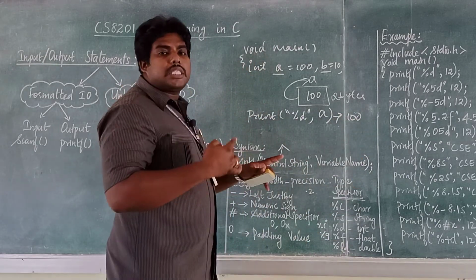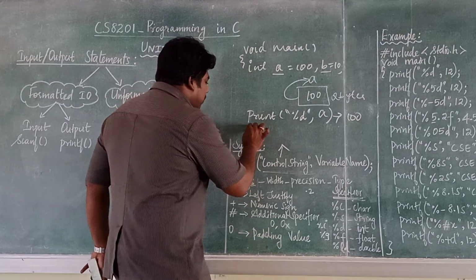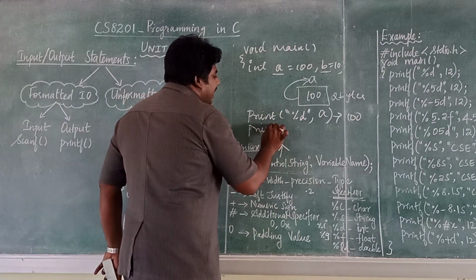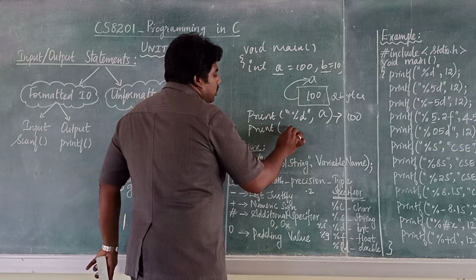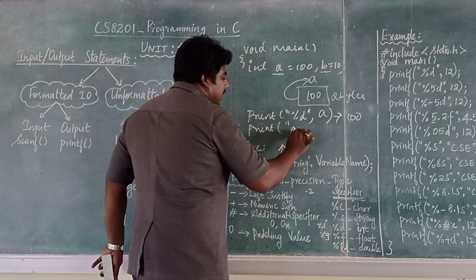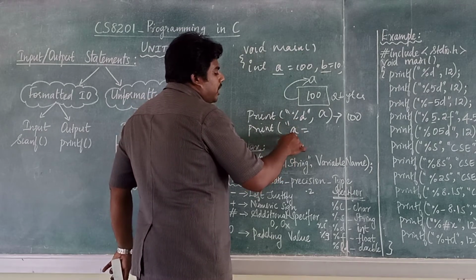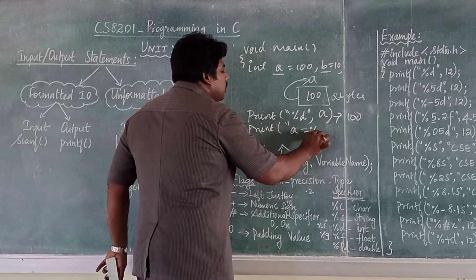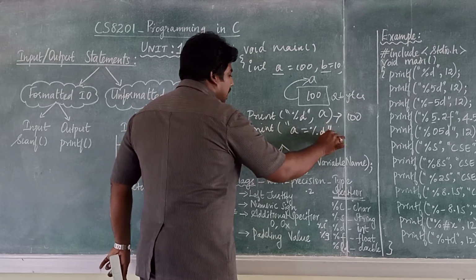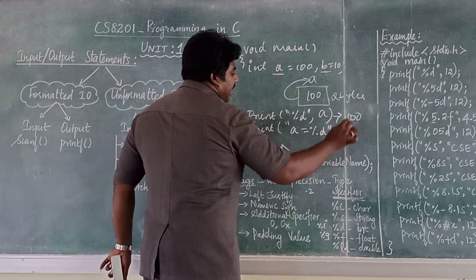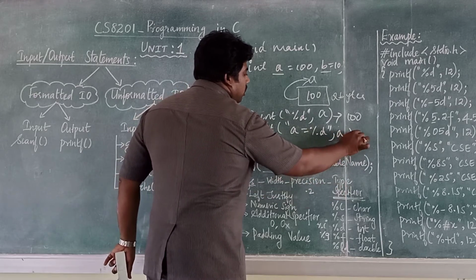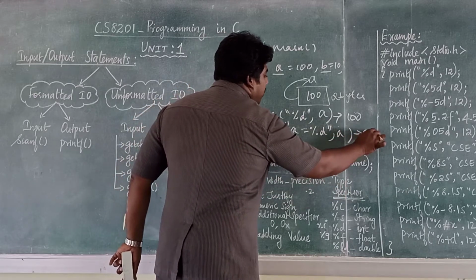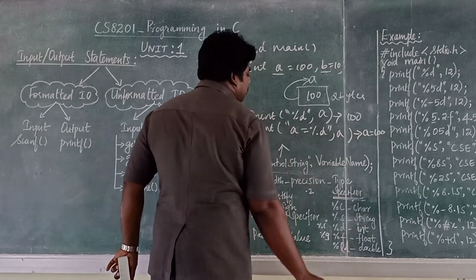Suppose you want to display any string on the output screen, you can write like this: printf, double quotes, A equal to %d, comma A. So in the output it will display A equal to %d, comma A. So now what's your output? Your output is A equal to 100.